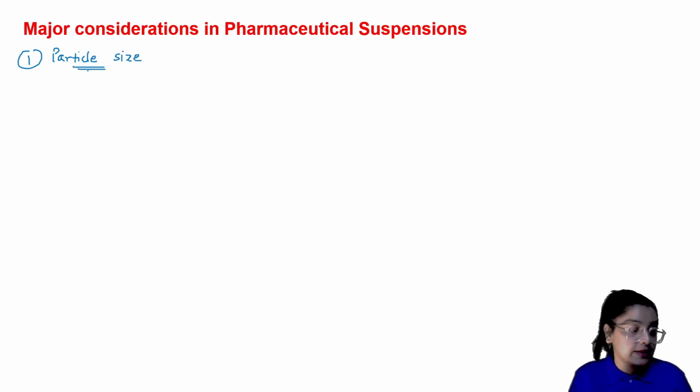Now the particle size has real importance when we are talking about these heterogeneous biphasic systems, including suspensions, colloids, and emulsions. The particle size is very difficult to achieve and difficult to control. Mind this. Now, the particle size and the size distributions.